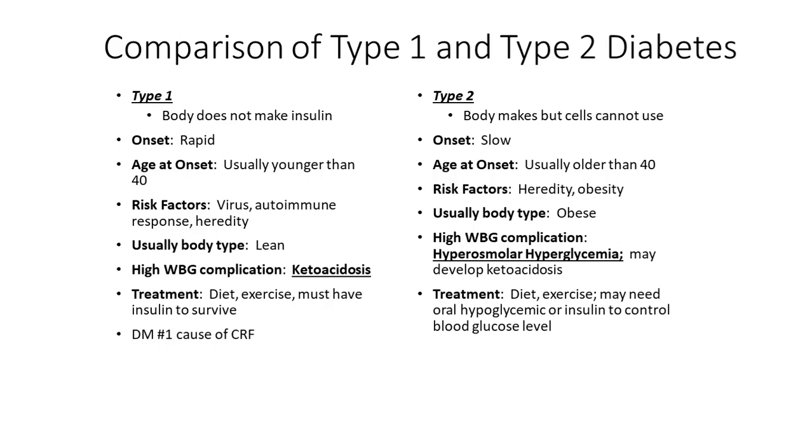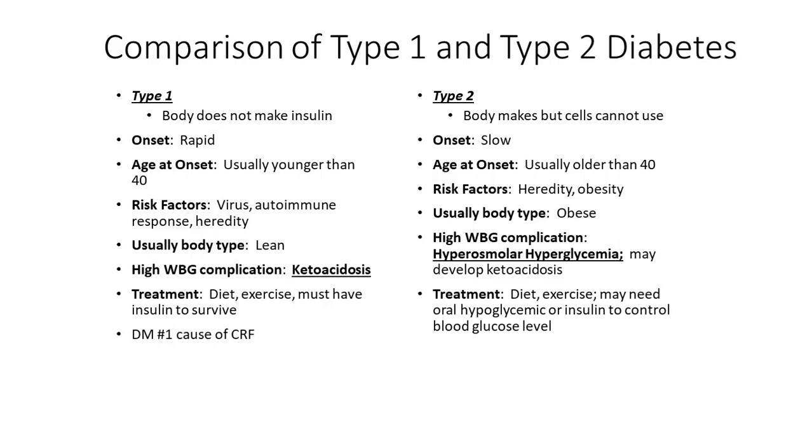So, type 2, the body makes the insulin, but the cells can't use it. Onset is going to be slow. It's going to take quite a while to develop. Generally, the people are older when this starts, when they're diagnosed.